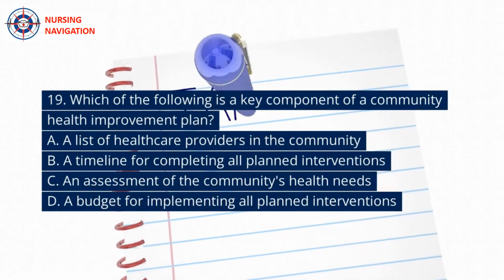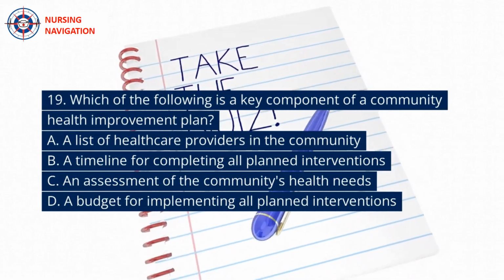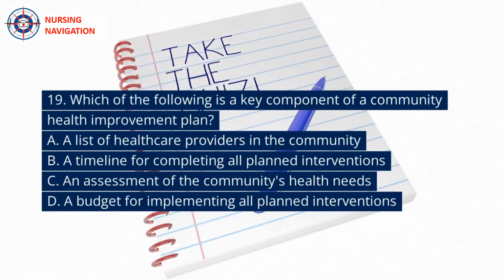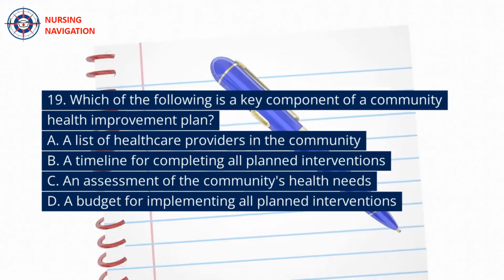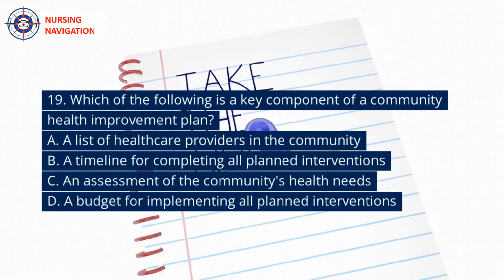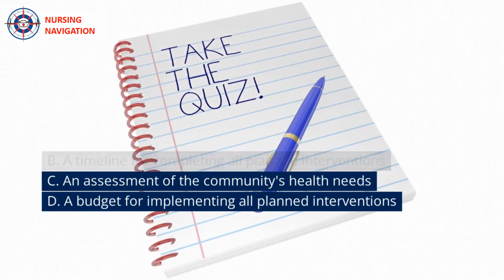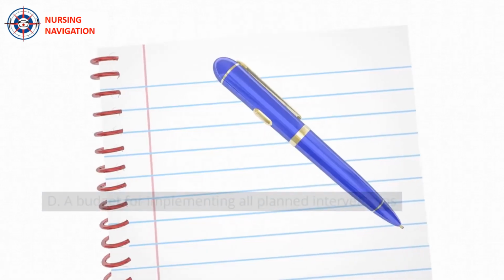19. Which of the following is a key component of a community health improvement plan? A. A list of healthcare providers in the community. B. A timeline for completing all planned interventions. C. An assessment of the community's health needs. D. A budget for implementing all planned interventions.